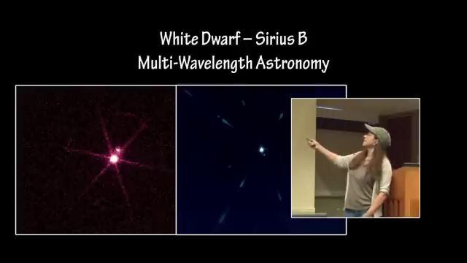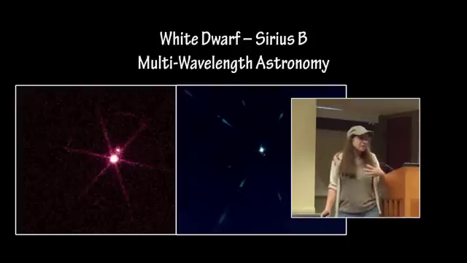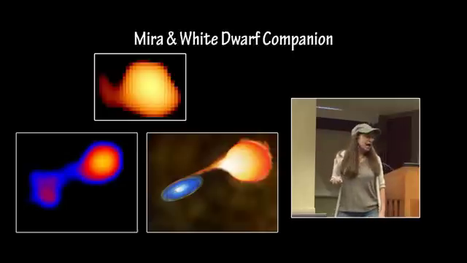So this is from the McDonald Observatory, and on this one, the bright one is the primary star, and the little faint one is the white dwarf, because that's optical, and you can't see white dwarfs in optical. So that's why you need to look at different wavelengths of things, okay? So let's look at Mira again.